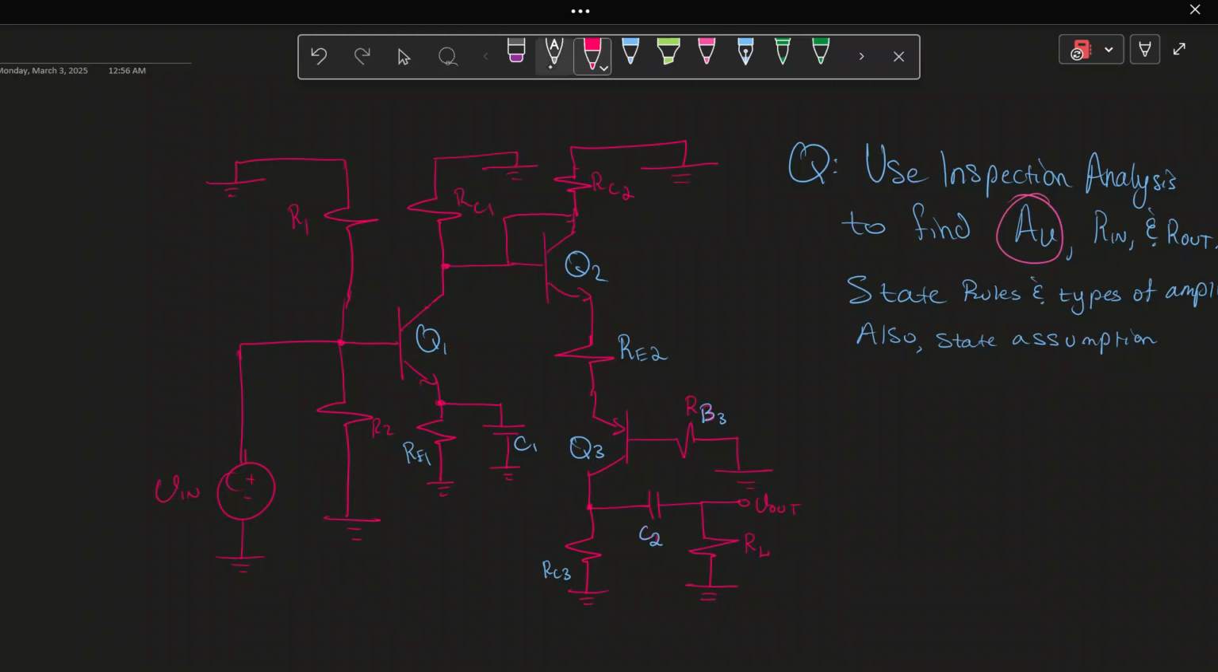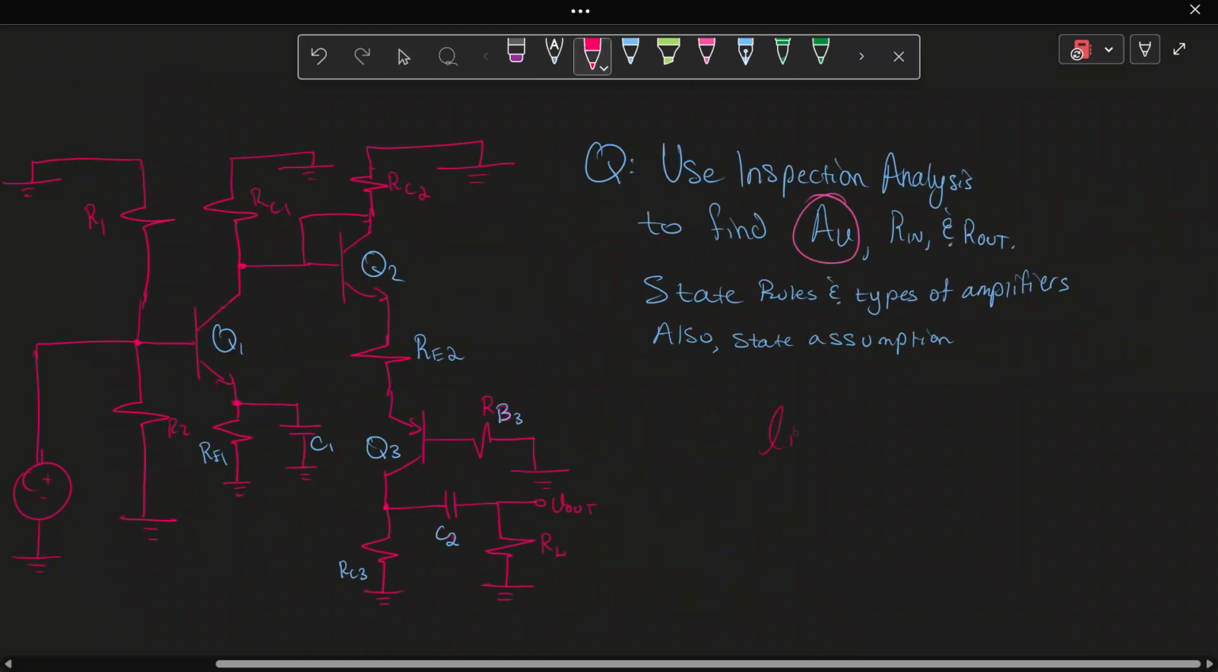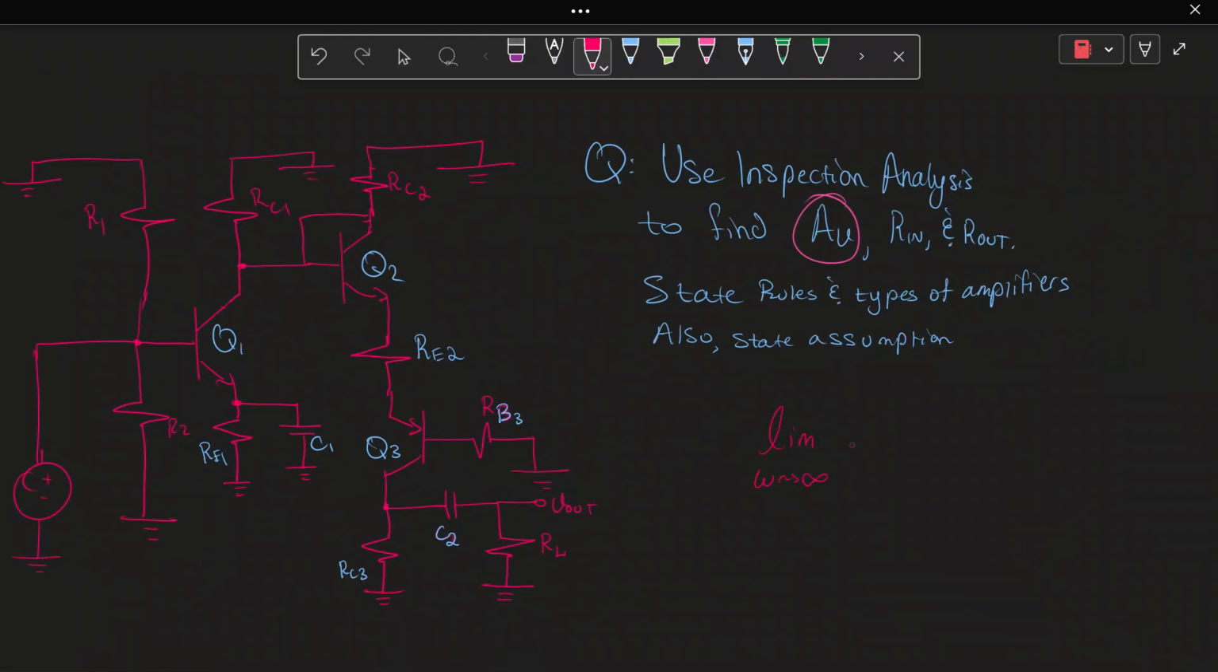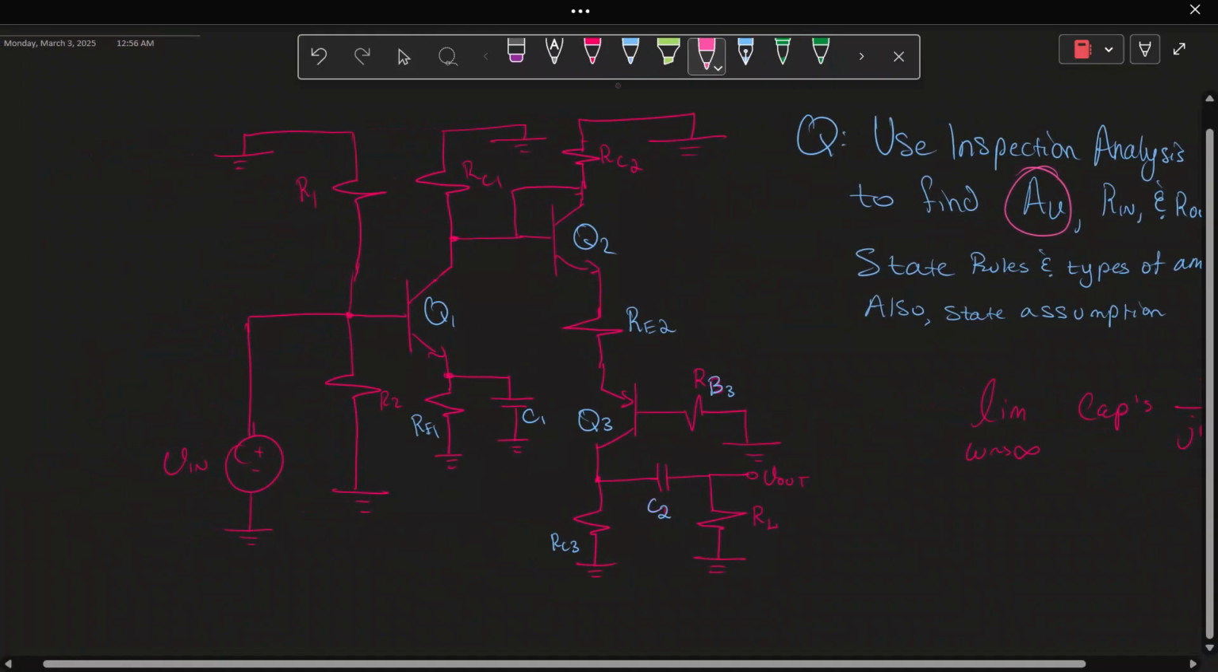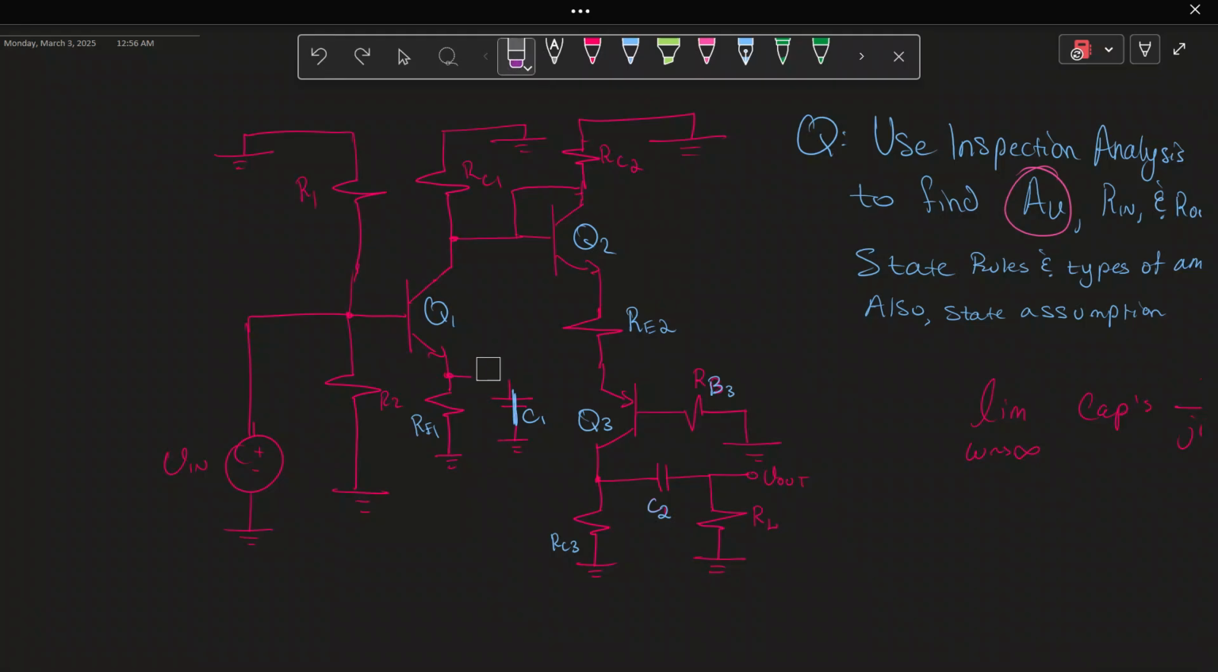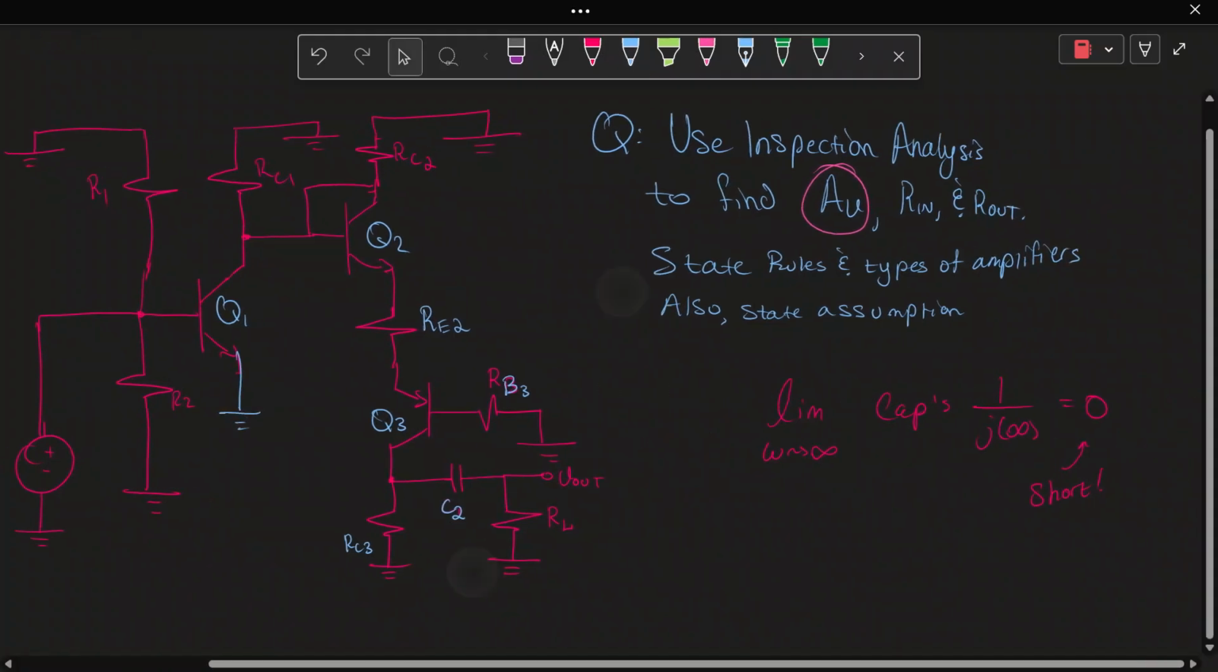What else do we know? Well, as omega approaches infinity for AC, what do we notice? For capacitors, 1 over j omega becomes 0, so they short. C1 becomes a short, and that actually shorts out RE1. So we can replace RE1 with a wire, going straight to ground. Same thing with this C2 over here.